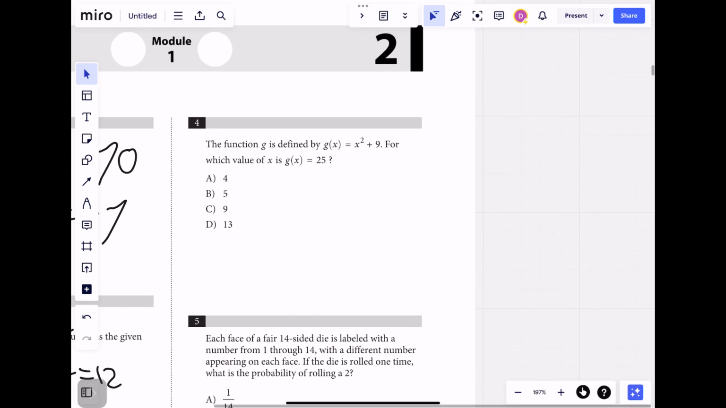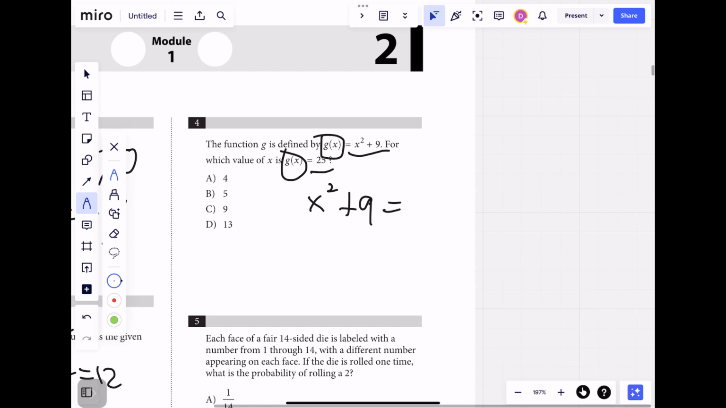The function g is defined by g of x equals x squared plus 9. For which value of x is g of x 25? We're given that g of x is equal to 25 and x squared plus 9. So we can set them equal to each other and solve for x. Subtract 9 from both sides and square root both sides. x is 4.